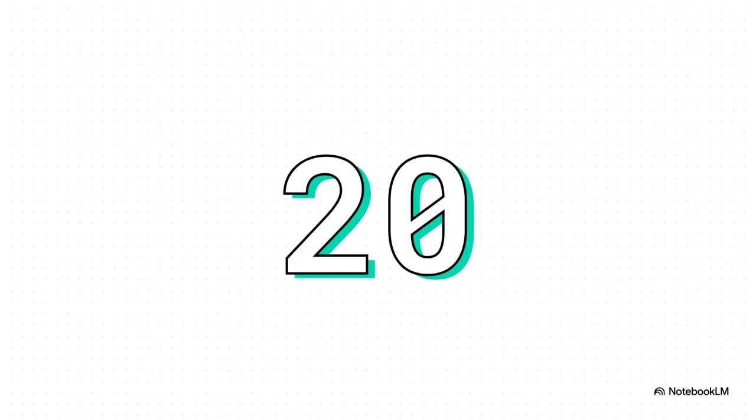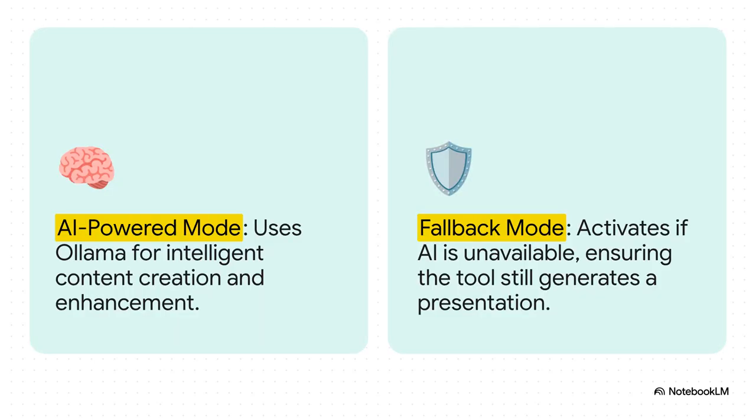I mean, that's enough for a full-on project proposal, a team briefing, you name it, and it does it in minutes. Now here's something I think is really clever. It has a built-in safety net. Normally, it runs in AI-powered mode, using Llama to create really smart content. But if for whatever reason the AI isn't available, it doesn't just break. It automatically flips over to a fallback mode, which still builds you a properly structured presentation. It's this kind of resilient design that means the tool is always there when you need it.